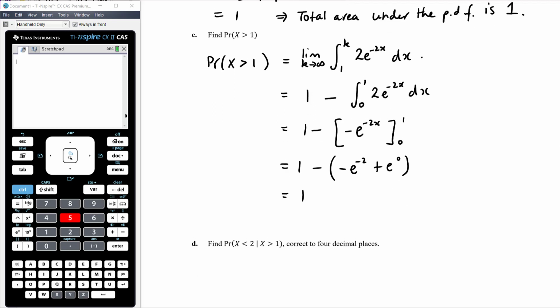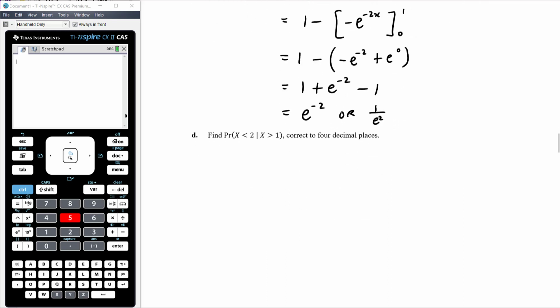Okay, so it's going to be 1 minus minus e to the negative 2, so that's plus e to the negative 2, and then minus e to the 0, which is 1, so minus 1. So 1 minus 1, they're cancelling out, and it's just e to the negative 2. Or we could write that as 1 on e squared. Same thing.